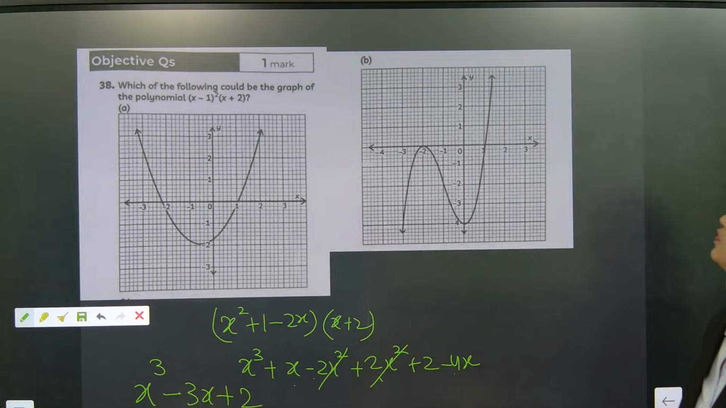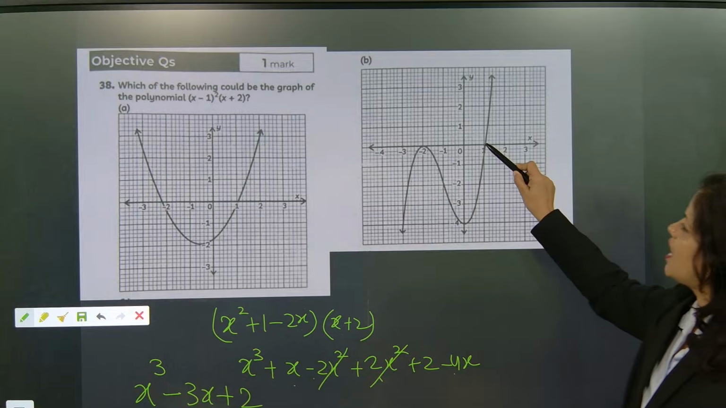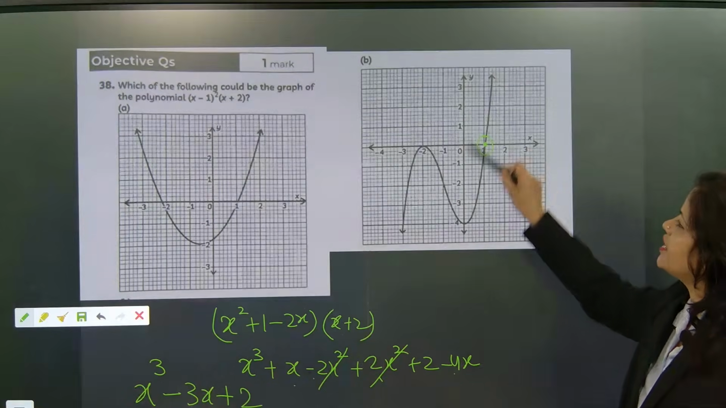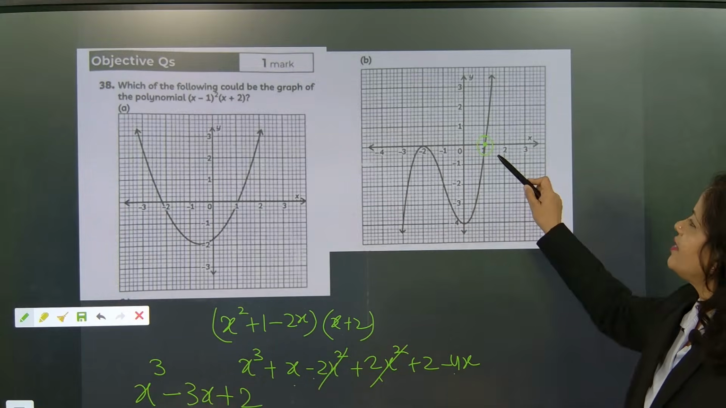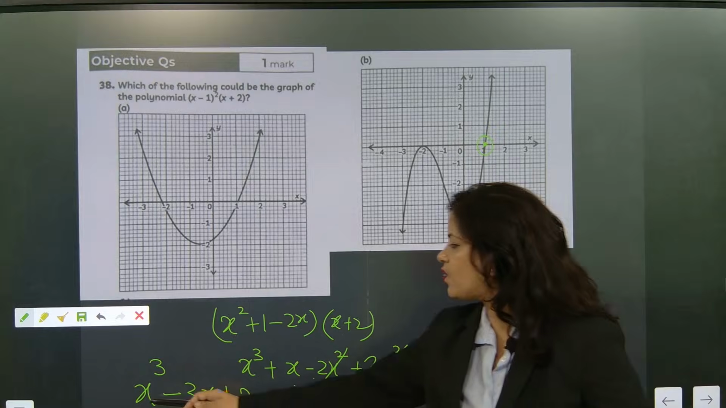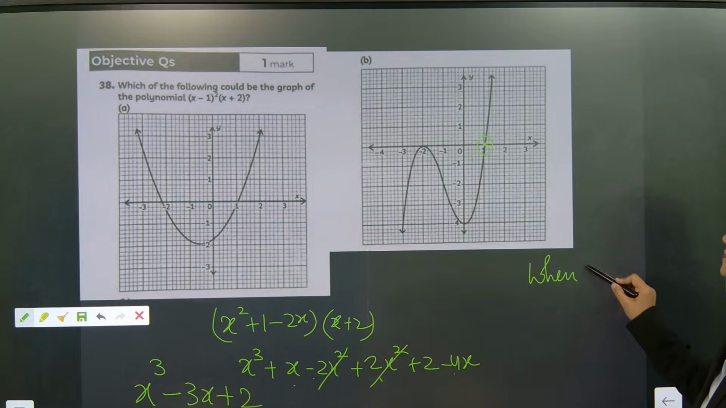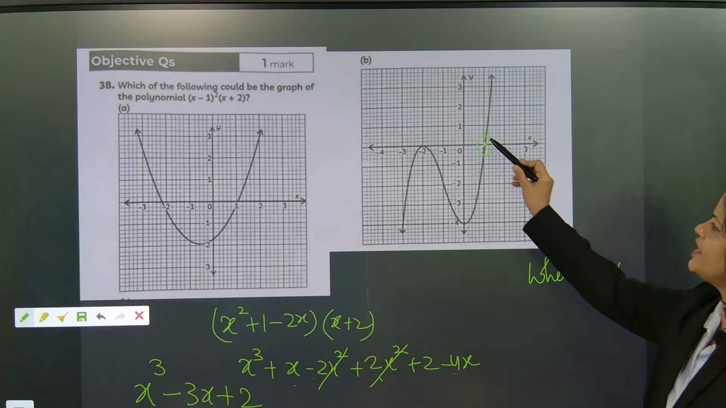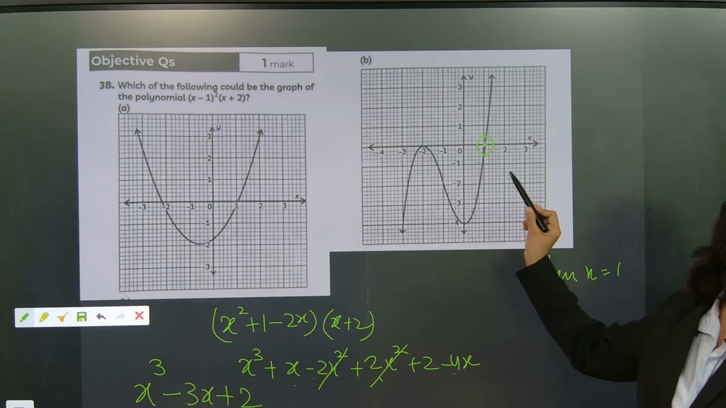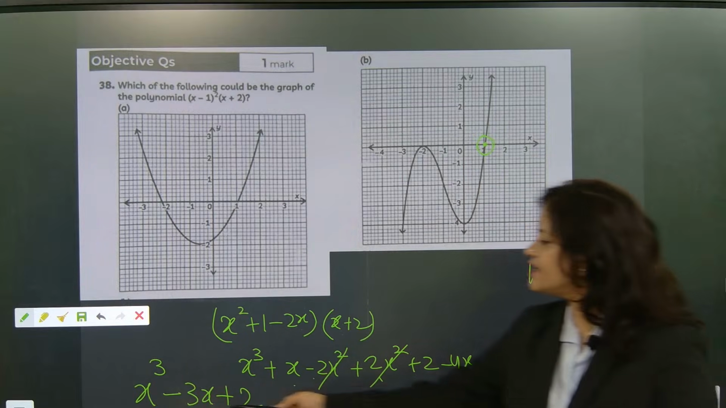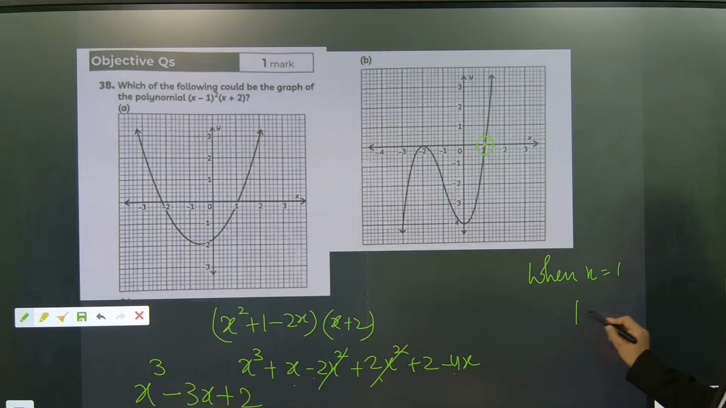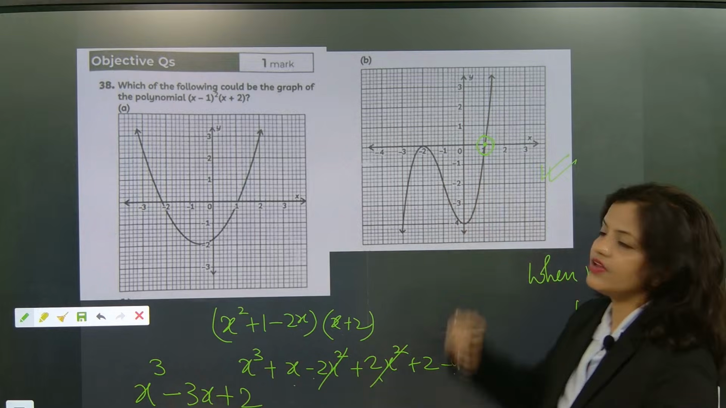In the graph, if you check, the critical point is x = 1, y = 0. Can we put x = 1? Is it giving y = 0? So when x is equal to 1, y is coming as 0. Understood? Here x is equal to 1 means 1 minus 3 plus 2, so 100% y is coming as 0. So this can be one of the graphs. Understood? Here also they have given like that.